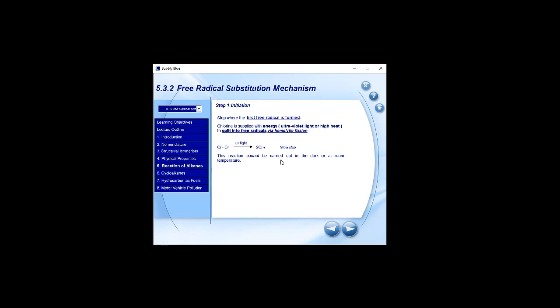Initiation cannot be carried out in a dark room or at room temperature. When writing the equation, notice that the chlorine radical is represented as chlorine with a fully shaded dot.